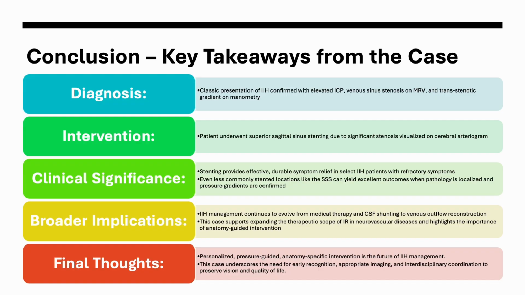So in conclusion, this case study reinforces several important points. We saw a classic, but somewhat atypical in some ways, presentation of IIH, where the patient's persistent symptoms were ultimately linked to a hemodynamically significant stenosis in the superior sagittal sinus. The use of venous sinus stenting not only improved the pressure gradient, but also resulted in marked clinical improvement.